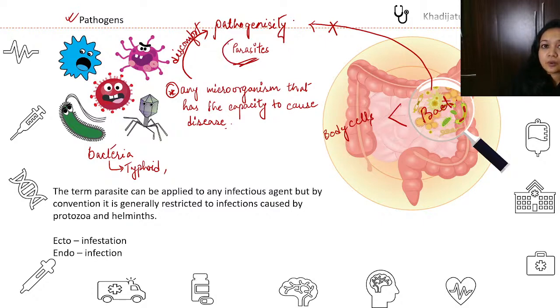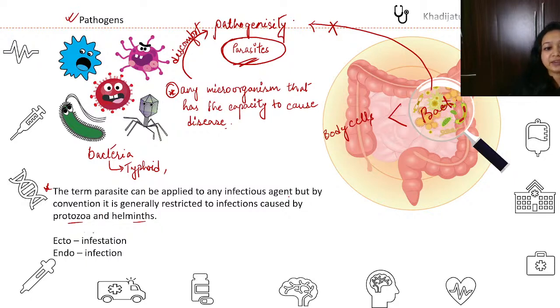Now, they are also often called parasites. Now, read this. The term parasite can be applied to any infectious agent. These bacteria and viruses can also be called a parasite, but by convention, it is generally restricted to infections caused by protozoa and helminths. It is mostly the protozoans and helminths that cause us disease. We call them parasites. So when we talk about the protozoan plasmodium that causes malaria, we will refer to it as a parasite.